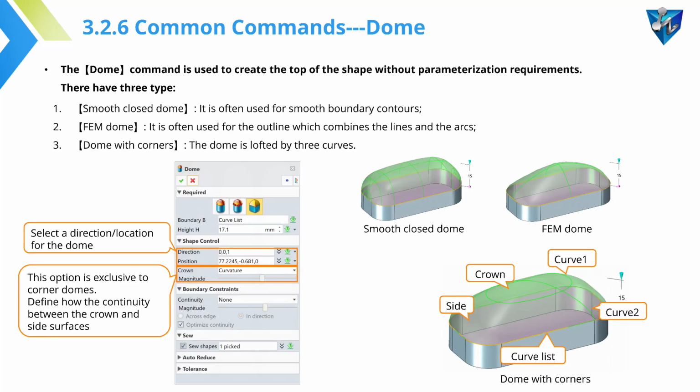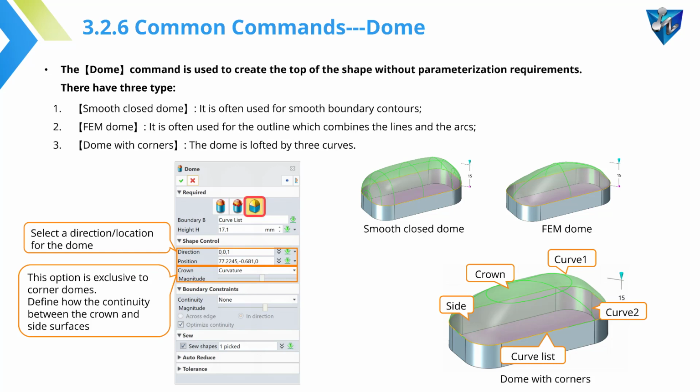The next command is dome. There are three types in this command. First is smooth closed dome, which is often used for smooth boundary contours. The second is FEM dome. It is often used for the outline of a combination of straight lines and arcs.